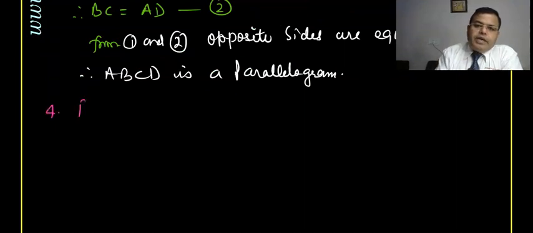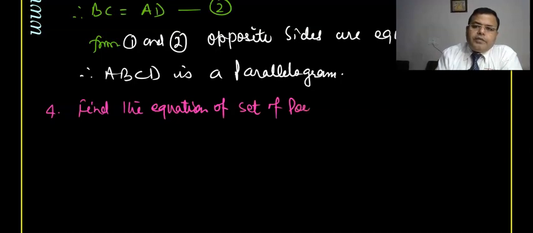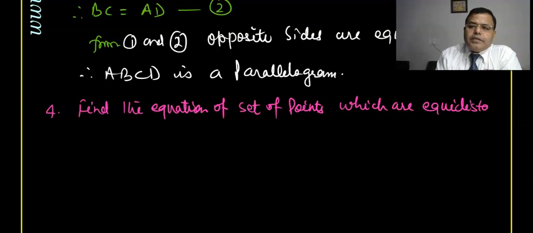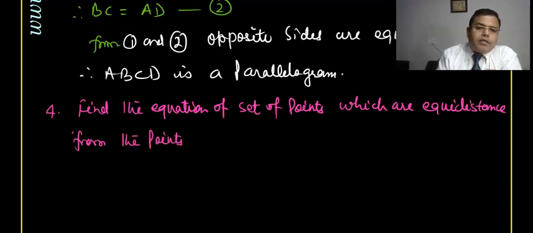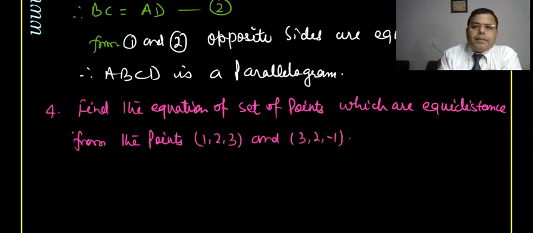Now there is question number 4. Find the equation of the set of points which are equidistant from the points 1, 2, 3 and 3, 2, -1. Okay. Now the solution.